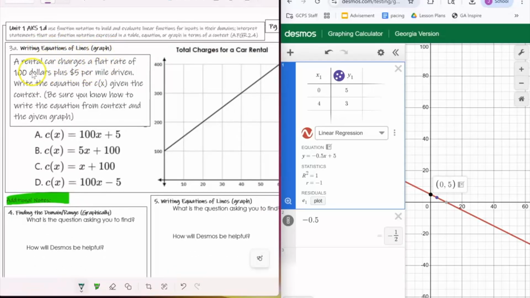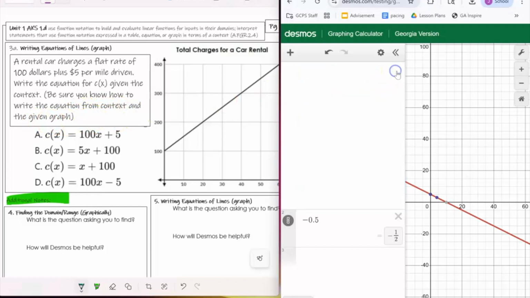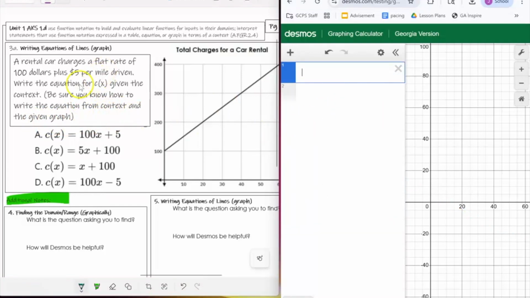A rental car charges a flat rate of $100 plus $5 per mile driven. Write the equation for C of x given the context. Be sure you know how to write the equation from context and the given graph. So I need to know how to write it from context, and I also need to know how to write it from the graph.